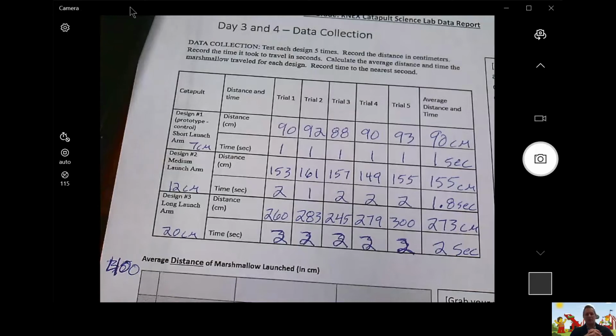So very interesting data. So how is your data looking? Are you getting good numbers? Is it increasing, decreasing, staying the same? Well, check out your data.